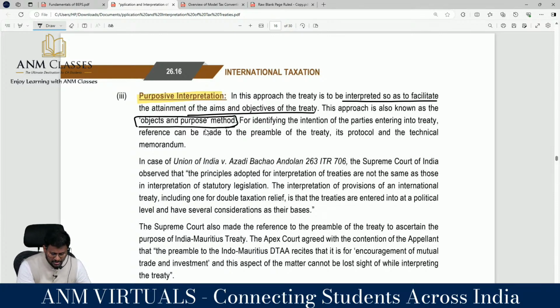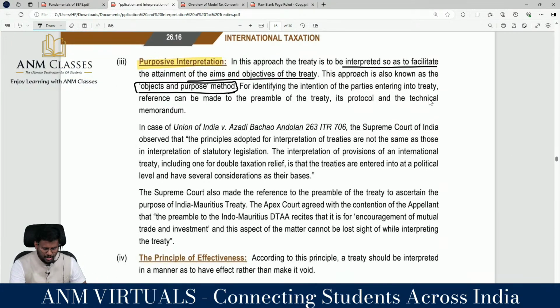This approach is also known as the objects and purpose method. I should interpret a treaty so that I am able to achieve its objects. For identifying the intention of the parties entering into a treaty, reference can be made to the dash of the treaty.